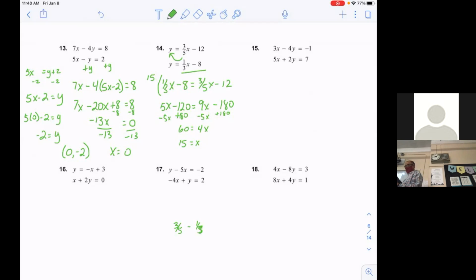Yeah, thank you. But now that we know that x is 15, we still have one more step to go. And that is we're going to take that 15 and we're going to plop it right up there. So I know that y equals 1/3 times 15 minus 8. What's 1/3 of 15 again? Or what's 15 divided by 3? 5 minus 8 is -3. So that means this is going to intersect at 15 and -3.